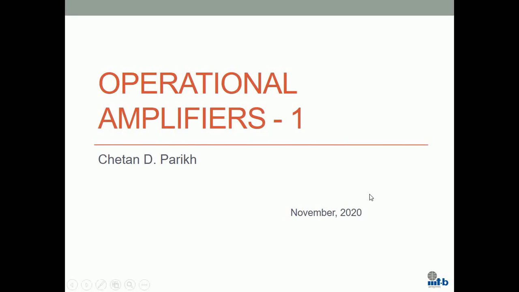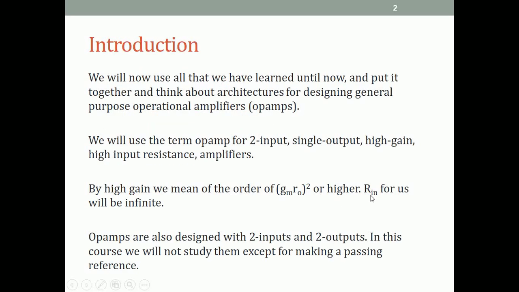So with this lecture we begin chapter 9 on operational amplifiers. What we'll do is put together whatever we have learned until now in this course, from chapter 2 till chapter 6, and think about architectures for designing general purpose operational amplifiers. And by the term operational amplifier, we will mean a two input, single output, high gain, high output resistance amplifier.